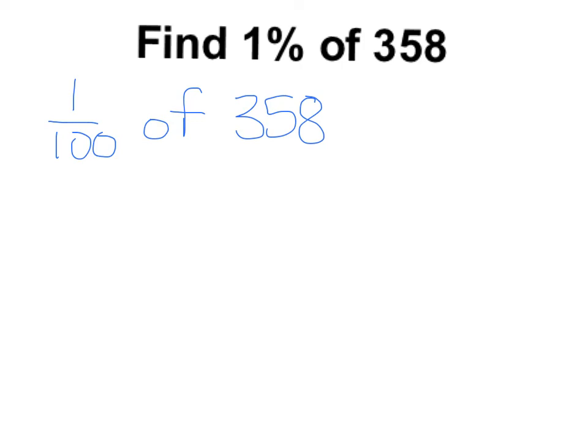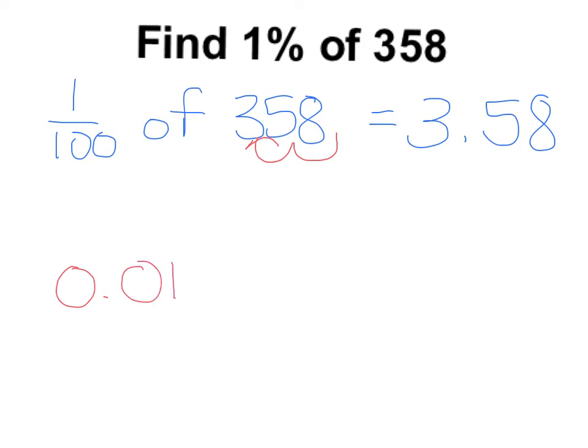To find 1% of a number, I'm finding 1/100th of that number. Finding 1/100th of a number, I'm dividing by 100, so I'm jumping to the left twice, making the decimal land between the 3 and the 5. So 1% of 358 is 3 58/100ths. Checking that with a calculator, 1% as a decimal is 1/100th times 358 equals 3 58/100ths.